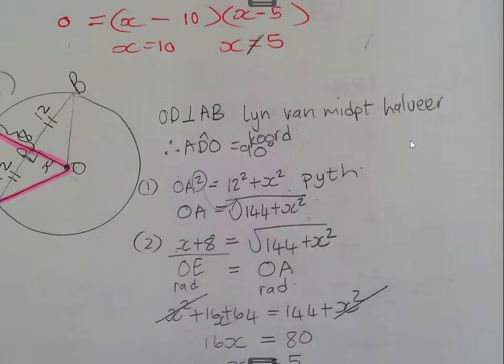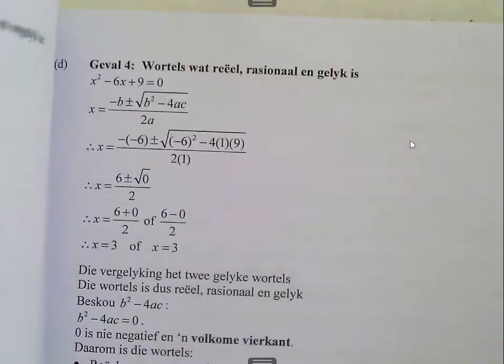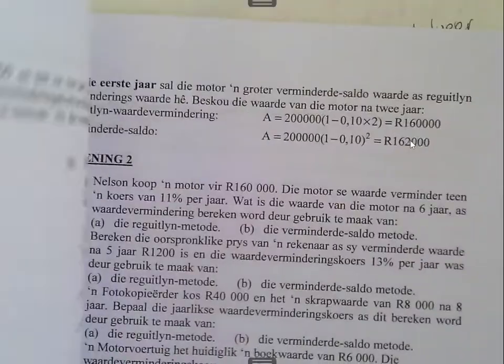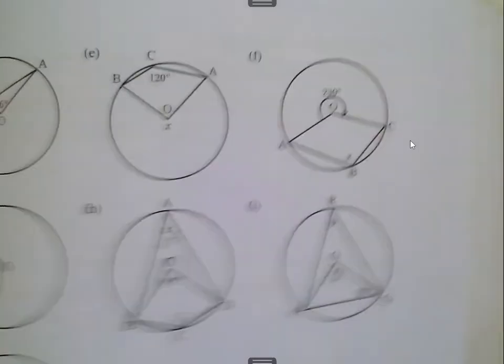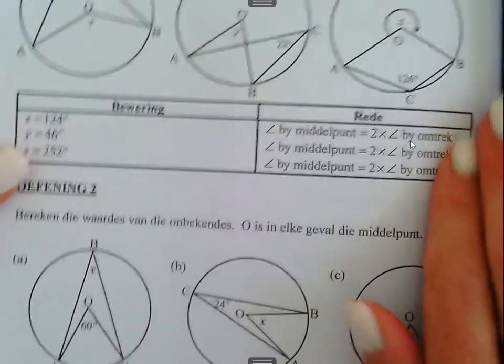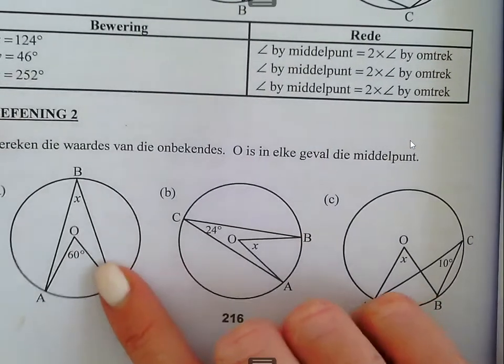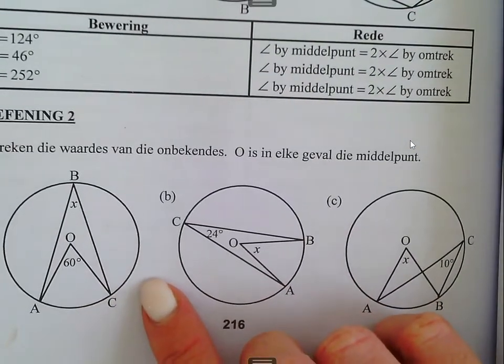The first ones, A, B, D. I just wrote down the answer. I'm just quickly going to show you here. The reason I only wrote down the answer is because there was nothing to it. Right, do you agree with that?